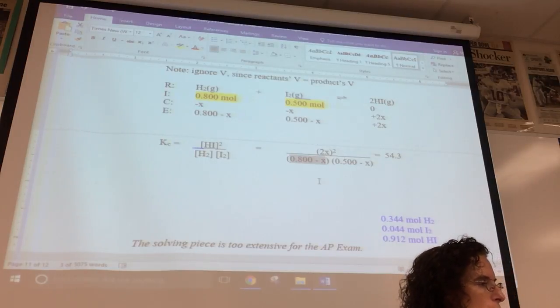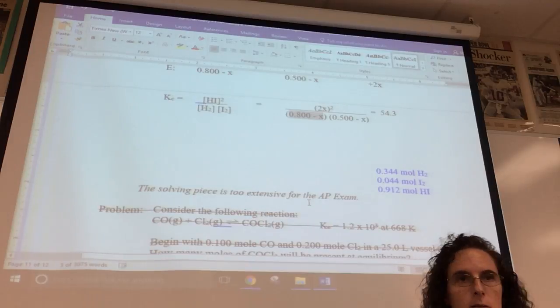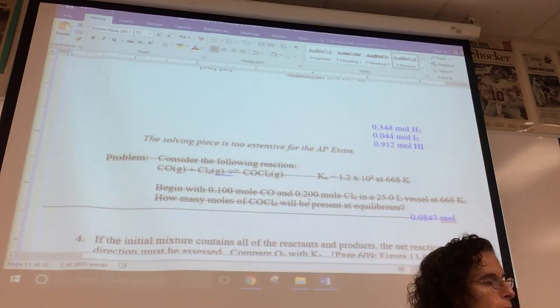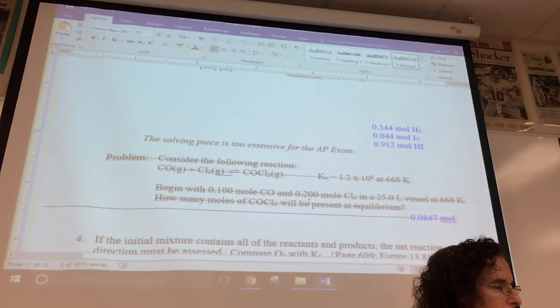I just wanted to show you. It says the solving piece is too extensive for the AP exam, so they won't ask you it, so don't sweat it. I tried to get rid of those problems in the homework. If I didn't get rid of them, I'll take a second look and make sure that I do, so that you don't stress over it. The other problem I canceled.